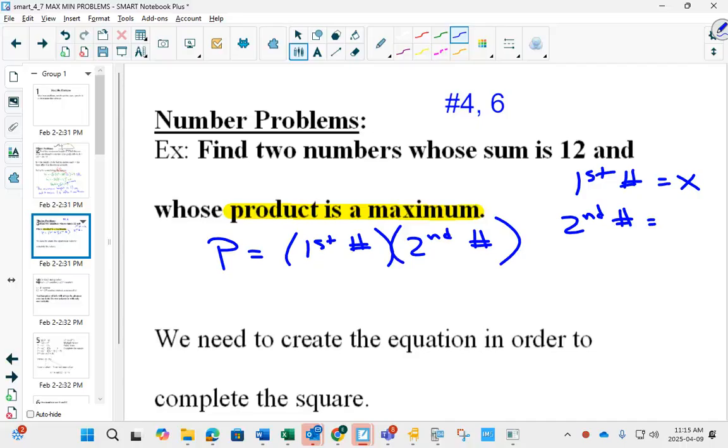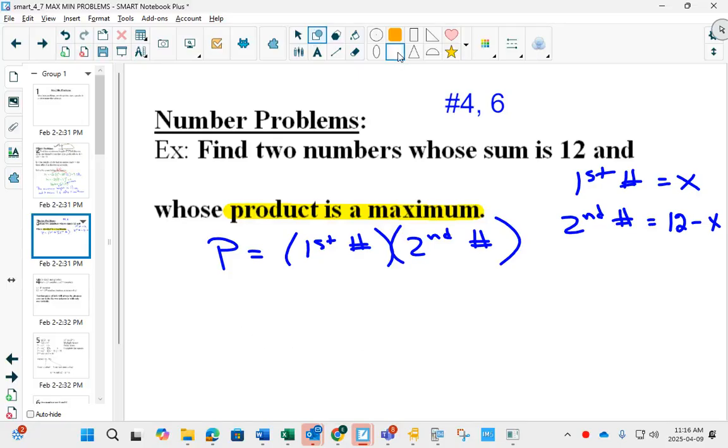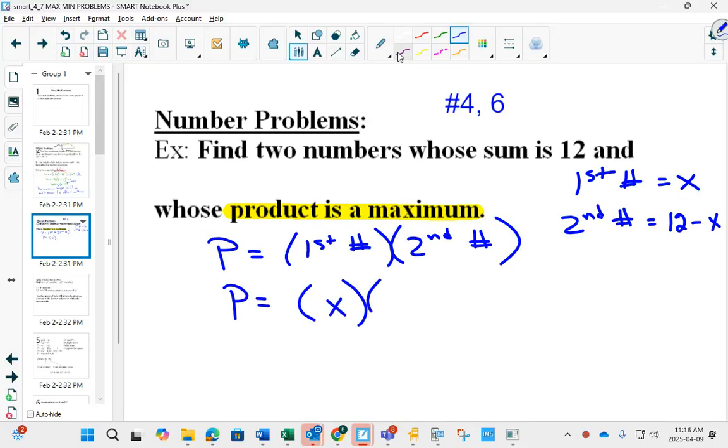If you can do it that easy with numbers, see if your brain can work. Hey, one number is x. What's the other number in terms of x? 12 minus x, right? Because they have to add up to 12. So if you take away the x from the 12, does that make sense? That's your other number. And now, I'm going to erase this part here so we have space to finish it. Our first number was x. Our second number was 12 minus x.